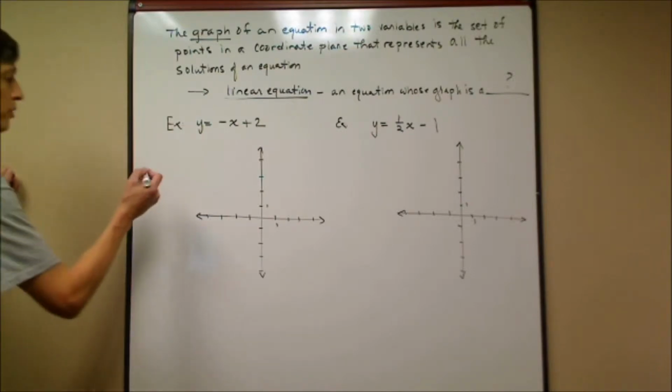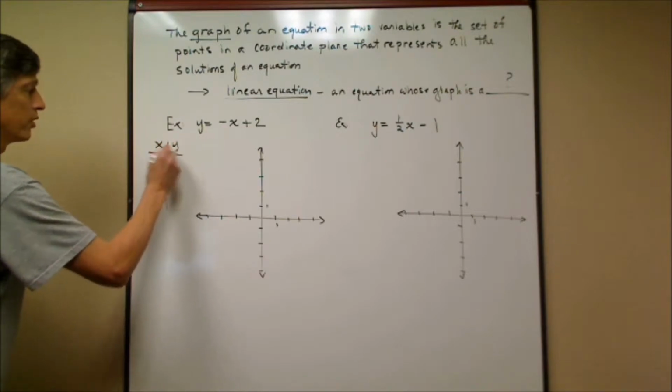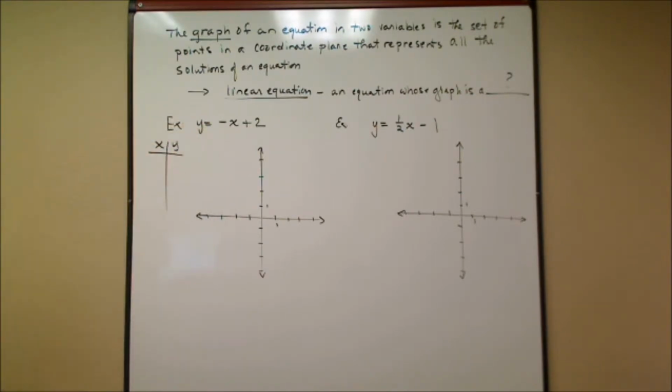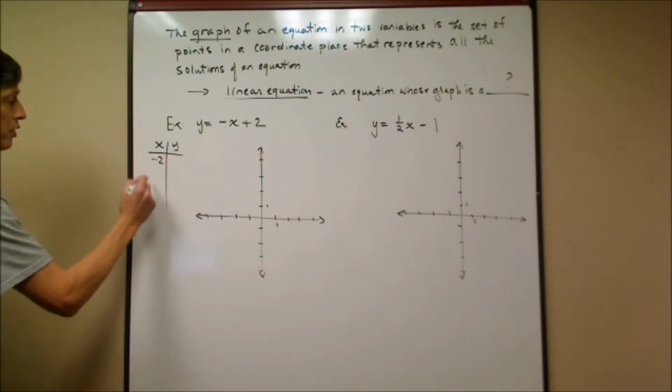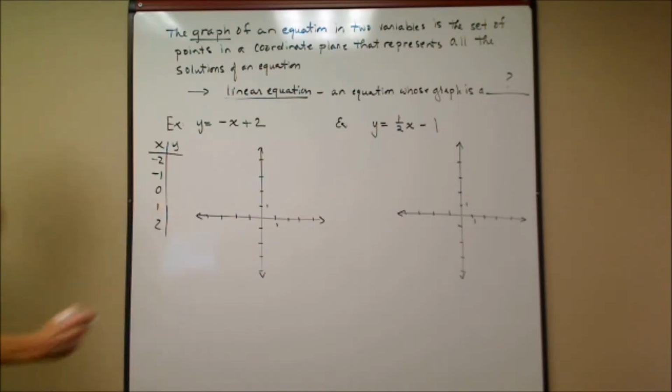And so what I'm going to do is make what we call a t-chart. The t-chart is the x and the y, for the x variable and the y variable, and that's going to give us ordered pairs. I'm going to independently choose some values for x. So I'm going to make them very easy values to plug in. I'm going to plug in negative 2 and negative 1 and 0 and 1 and 2. Bring this down just a little bit.